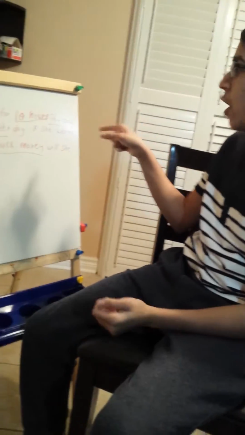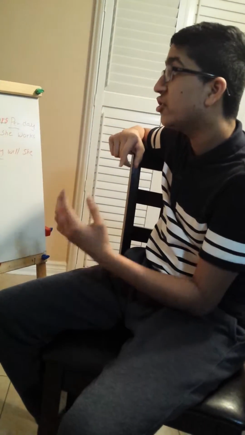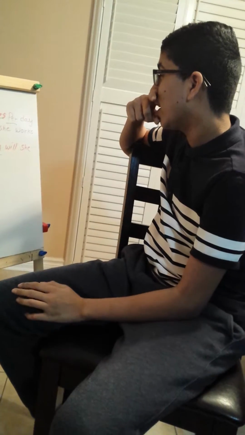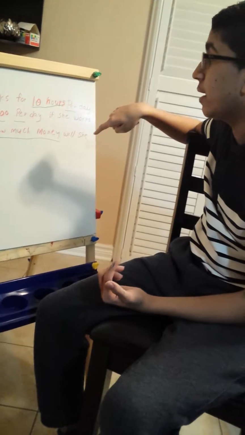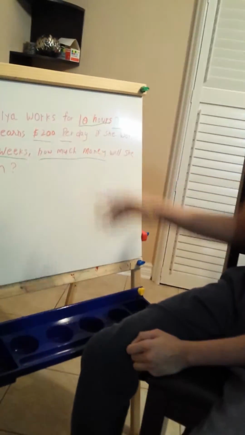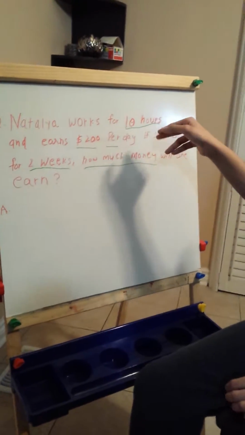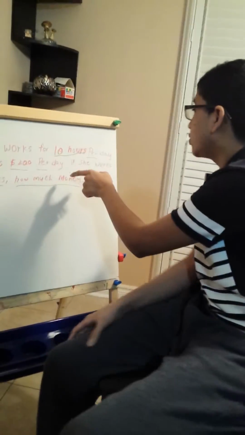Now, since we've highlighted it, you have to understand the question too. So Natalia works for 10 hours per day, so every single day, and earns $200 per day, okay? And if she works for 2 weeks, which is 14 days, how much money will she earn? So what you do now is just find out how much money she earns in a day, which is 200. And the hours isn't as important, because this is 1 day, and earns $200 per day.